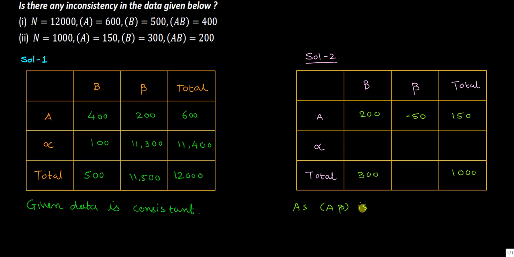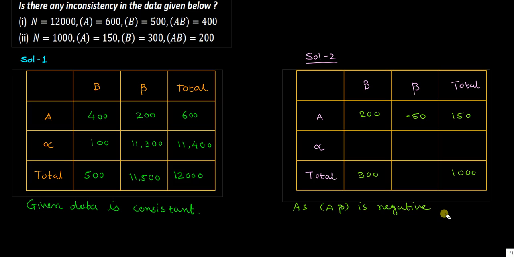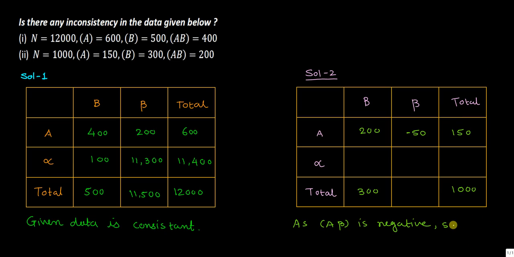A beta is negative, hence the given data is inconsistent or not consistent. Okay, so this is our answer.